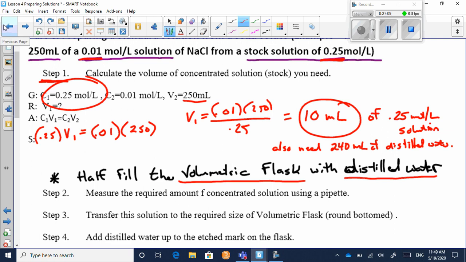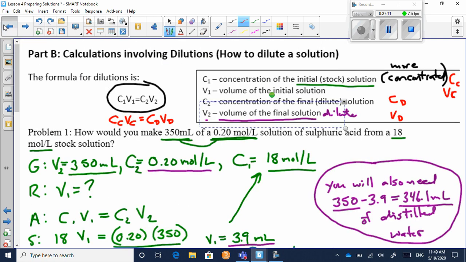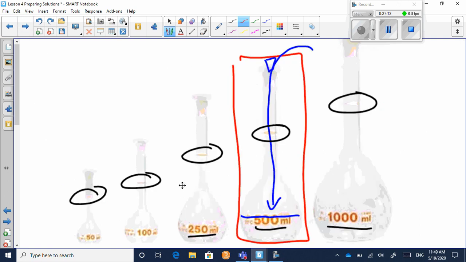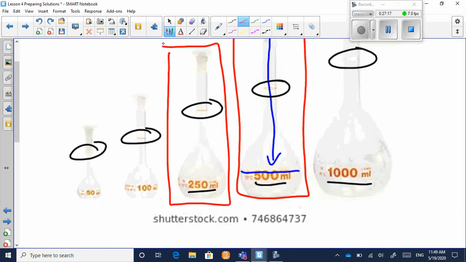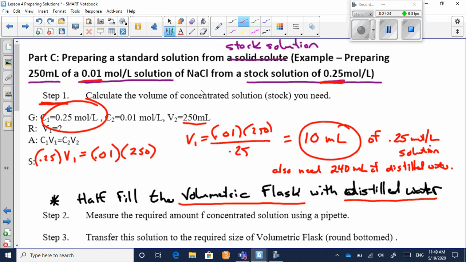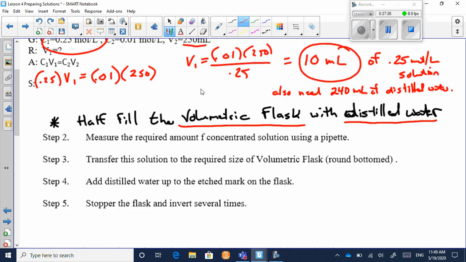So again, in this case, I would have grabbed a 250 mil, there it is, the 250 mil volumetric flask. I put a bit of distilled water in it. And then what you're going to do is measure the required amount of concentrated solution using a pipette.